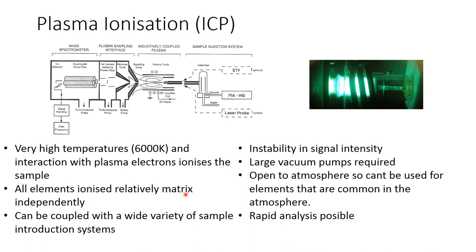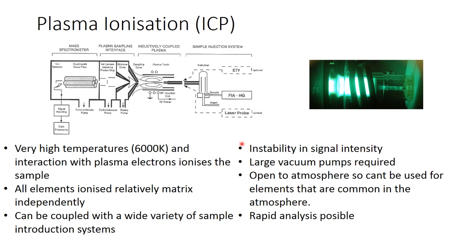Some of the disadvantages are in the signal that you get out of this. Because it's basically a constantly flowing gas, the signal intensity can sometimes go up and down a little bit through time. So it's not as good as thermal ionization in quite a lot of cases for measuring very, very precise isotope ratios. That's becoming less of the case with current developments, but there are some elements we can't measure.